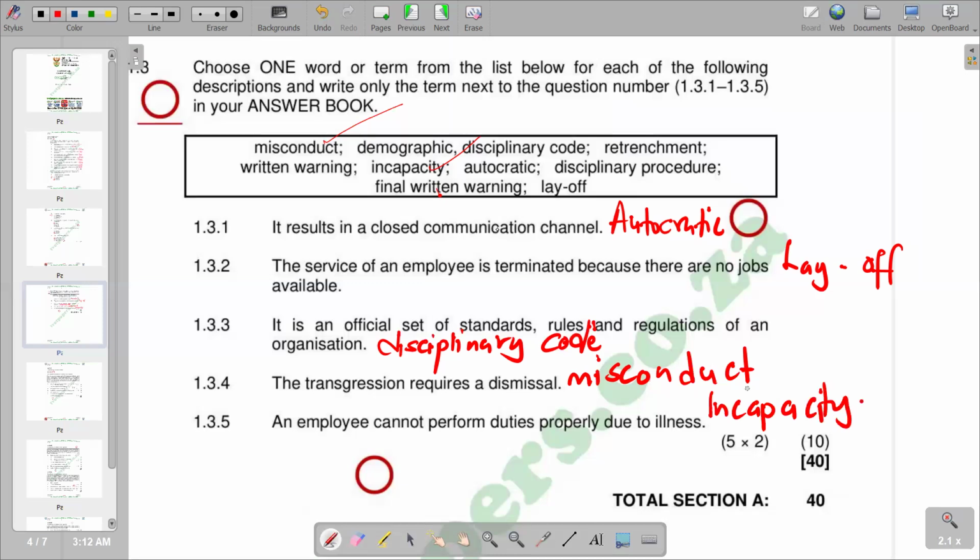And this becomes the last part of question one of our question paper of November 2024.